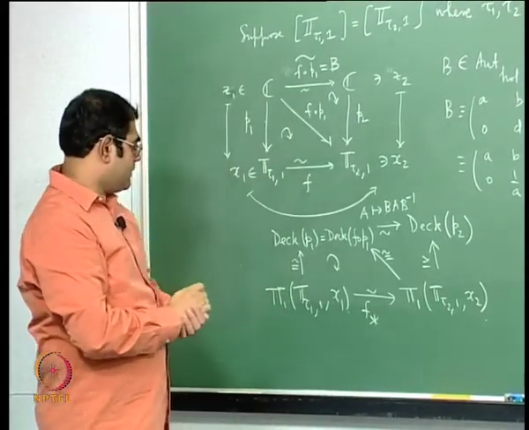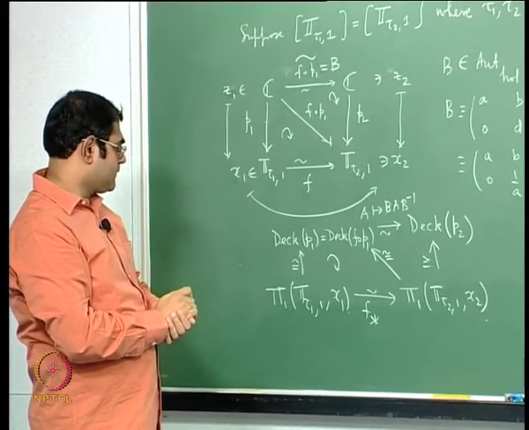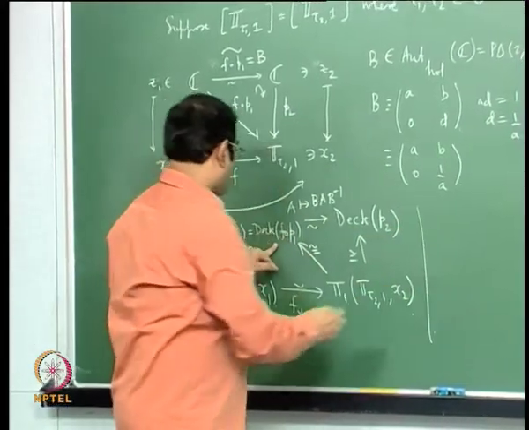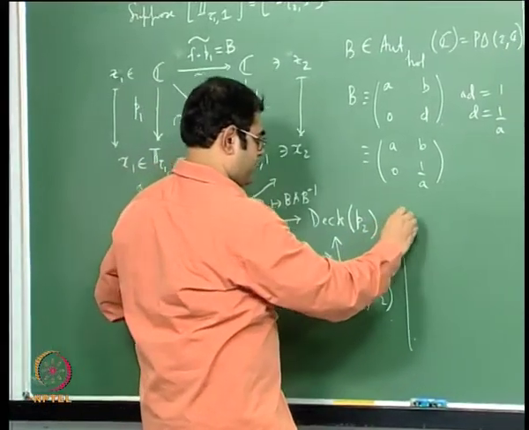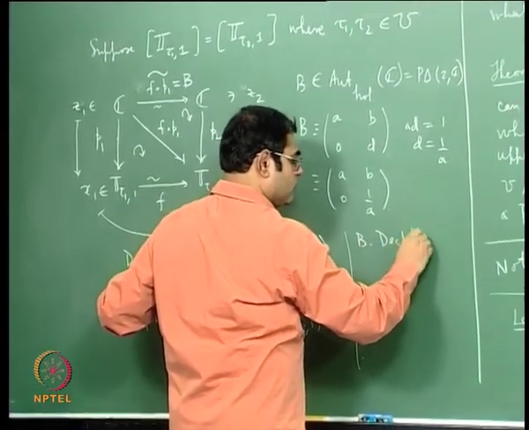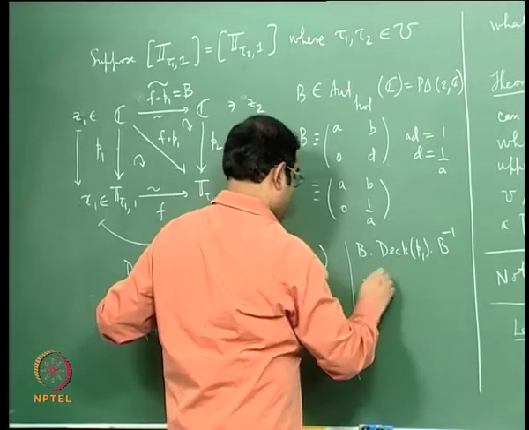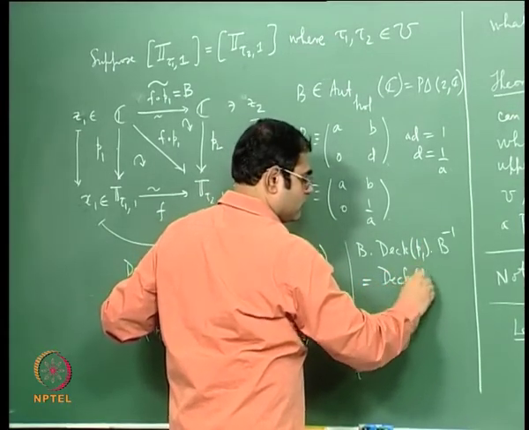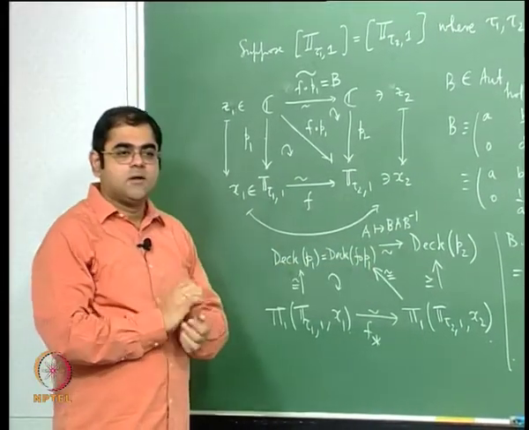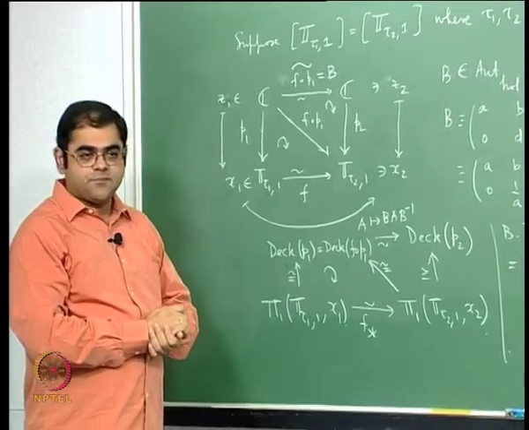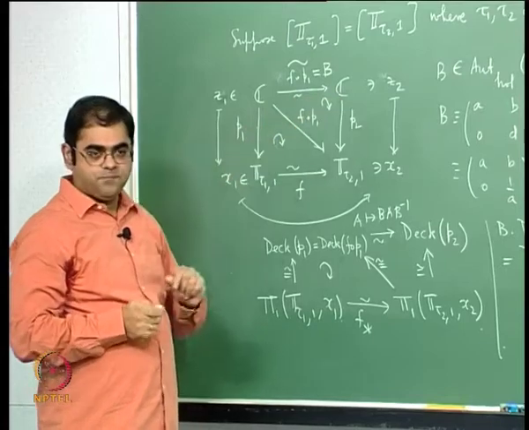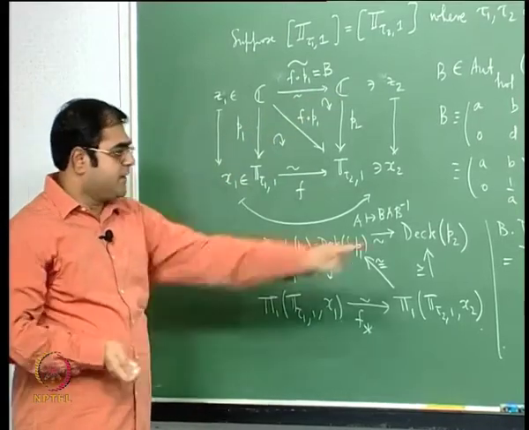The upshot of all this is the following. I have B dot Deck(P1) dot B inverse is equal to Deck(P2). Namely, the deck transformation groups of P1 and P2 are conjugates in the group of holomorphic automorphisms of C. So I get this.